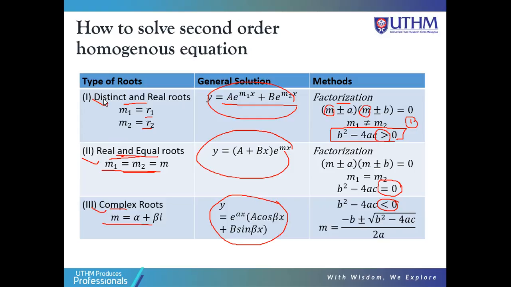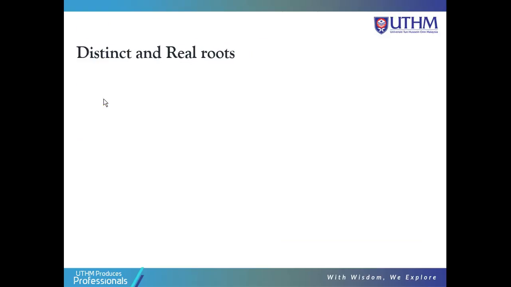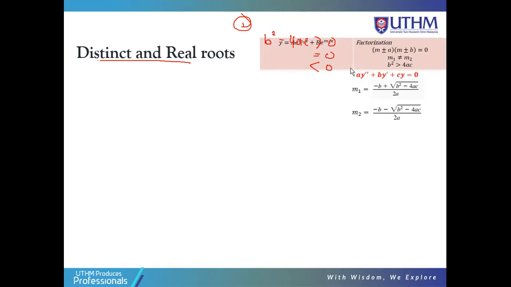Okay, let's proceed to the example. We solve for the distinct and real roots first. How can we determine whether the ODE has distinct and real roots? You need to solve for b square minus 4ac. This is step number 2: whether it is larger than 0, equal to 0, or less than 0.